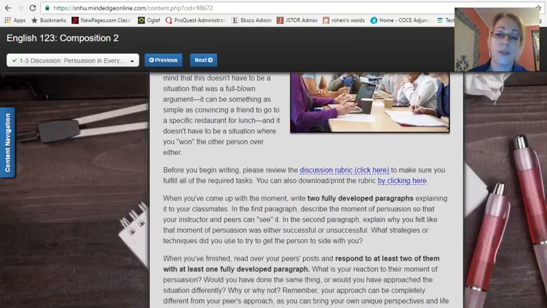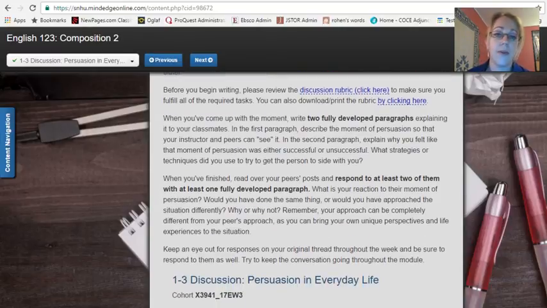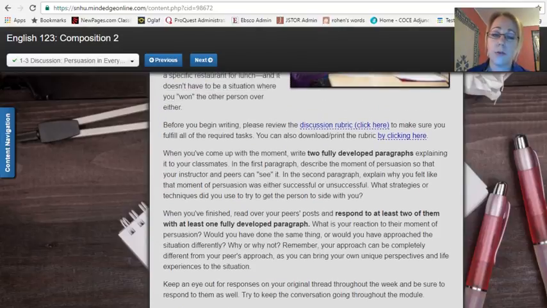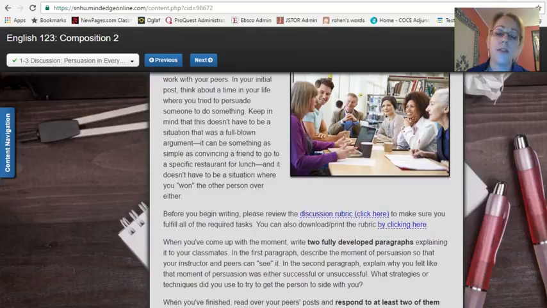We do need to reply to at least 2 other students throughout the rest of the week. So I encourage you to post early in the week, but definitely post by Thursday, and then make sure you reply to at least 2 other students by Sunday, 11:59 p.m. So what exactly will we be writing for this discussion board? We want to think about a time in our life, past, current, somewhere, where you had to try and persuade somebody of something.